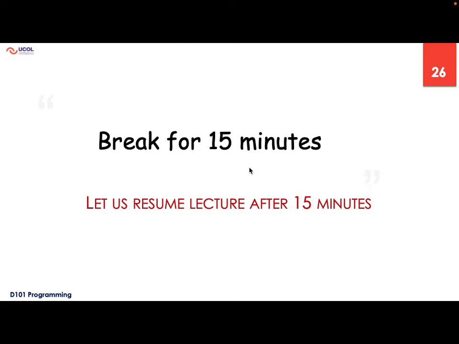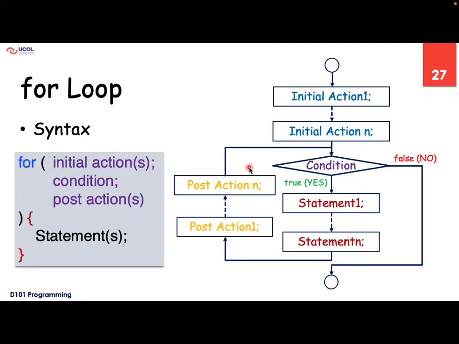Now we are going to discuss the third type of loop, that is the for loop. We talked about while, then we talked about do while. In the while and do while, the difference is that in the while loop we check the condition before we execute the body of the loop, and in the do while loop we check the condition after the first execution of the body of the loop.